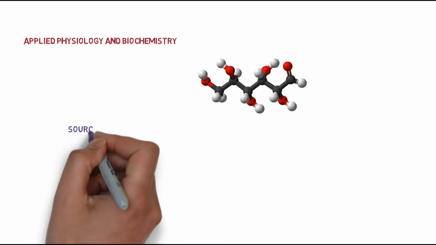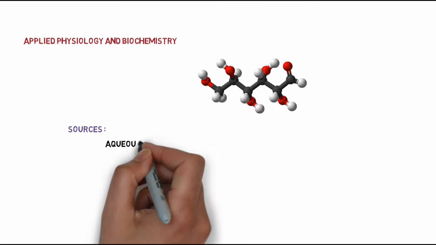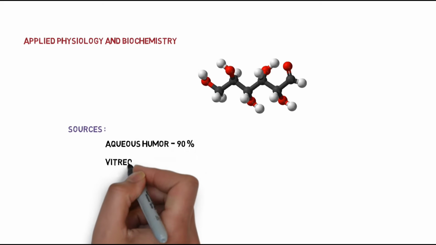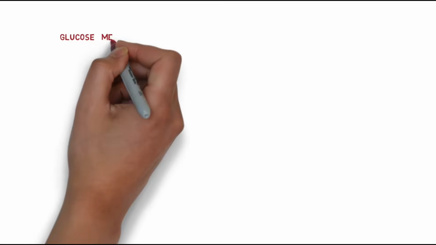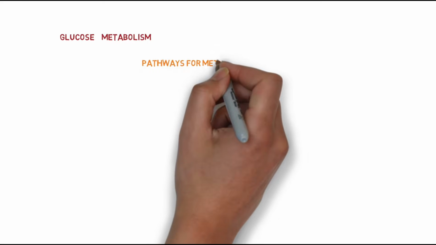So what are the sources of chemical exchanges? 90% of the nutrients are obtained from aqueous humor and 10% from vitreous humor. Glucose is very essential for the normal working of a lens. Then the glucose is rapidly metabolized through four pathways.